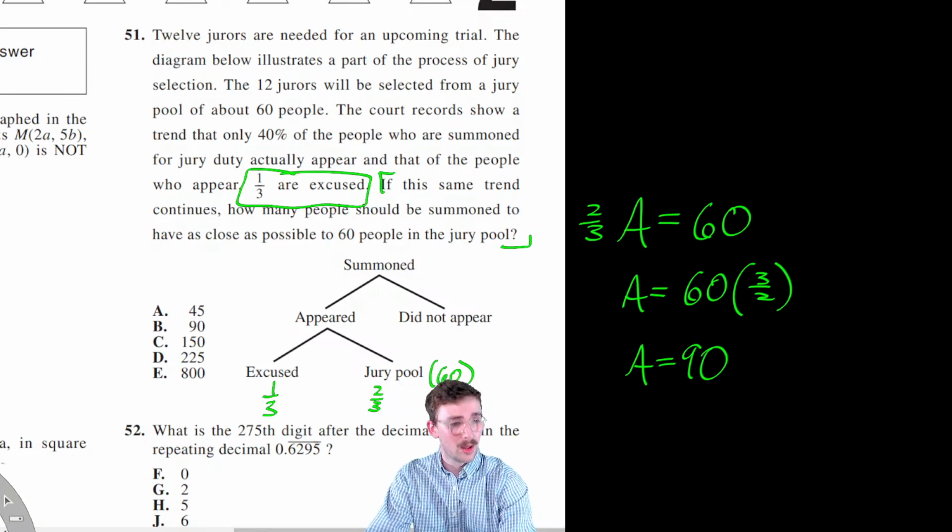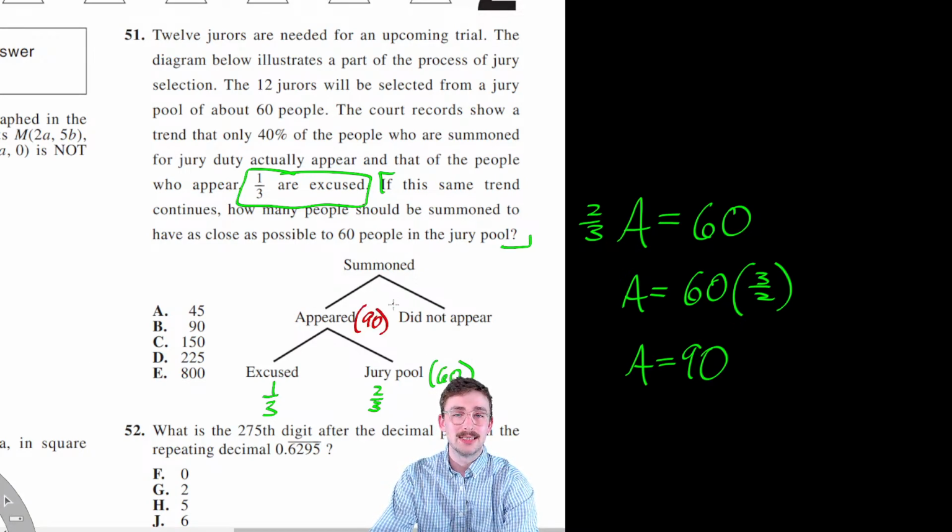Now let's go back and look at the other rule. I'll do this in red. So we know that appeared is 90. So what's the relationship between the rural jurors who appeared and the rural jurors who were summoned? The court records show a trend that only 40% of the people who are summoned for jury duty actually appear. So 40% of those who are summoned. So again, new equation, 0.4 of those who were summoned equals 90, because 40% actually appear.